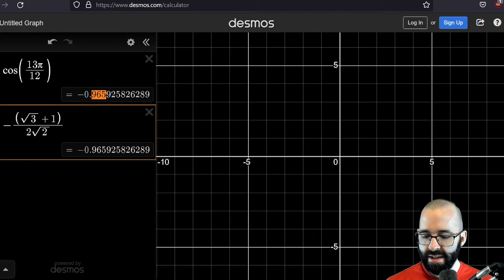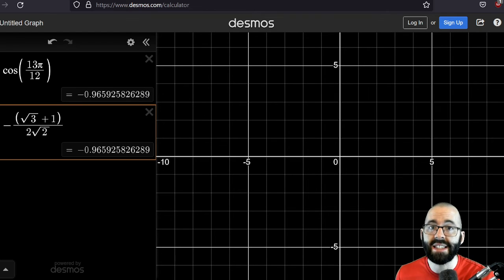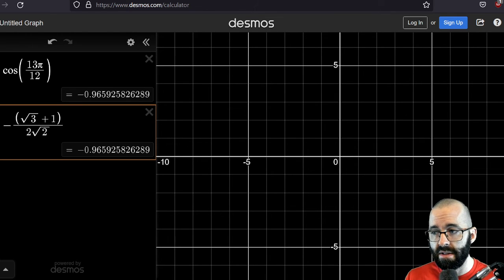So you wonder, where does this number come from? This is an approximation. Even though it has a lot of decimals, it's still an approximation. This is the exact answer, which looks a little wacky.